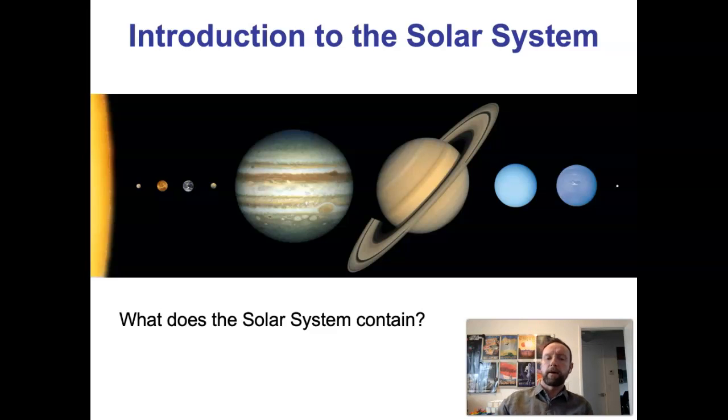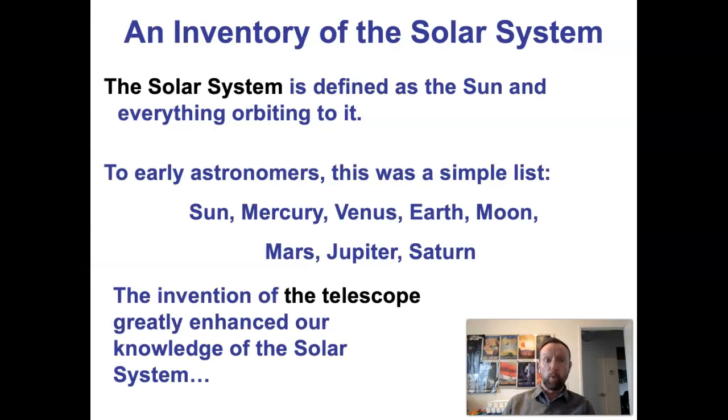Okay. What is the solar system? Well, the solar system, as it was originally conceived of, was the sun and the planets going around the sun. So before the invention of the telescope, the only planets that anybody knew about were Mercury through Saturn, and then the moon. And that was it. Before the invention of the telescope, the only things in the solar system that anybody knew about were the sun, the moon, Mercury, Venus, Earth, Mars, Jupiter, Saturn.